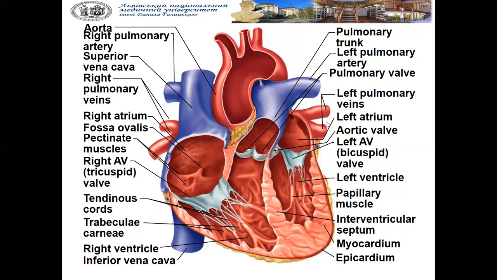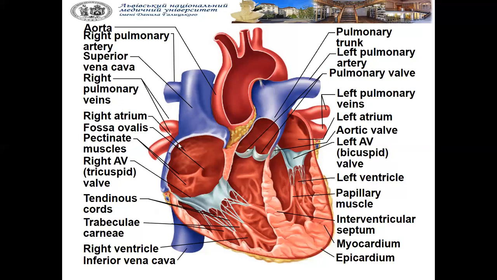clean arterial blood goes through the pulmonary veins, left and right, into the left atrium. Left atrium.